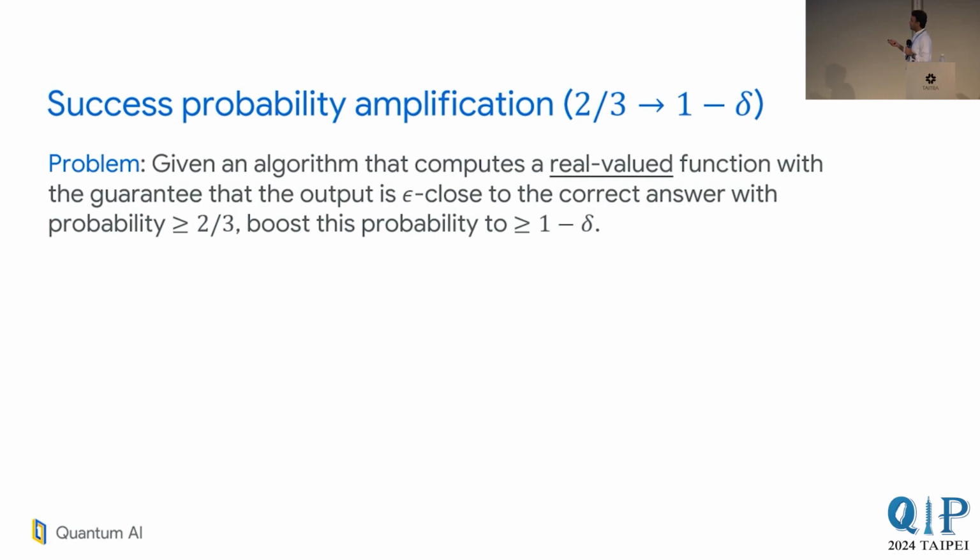Can you boost this to 1 minus delta? One thing to notice is the previous algorithm doesn't really make too much sense here. If you just run the algorithm, say you run it k times, you might just get k different real numbers as output. And what does it mean to take the majority vote?